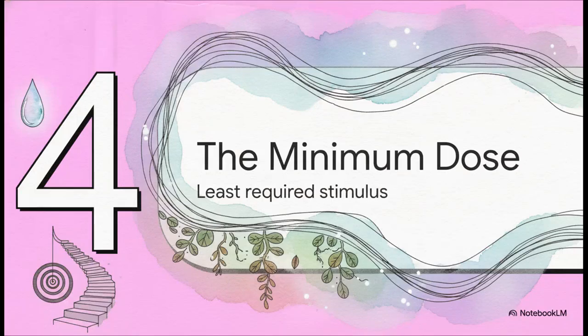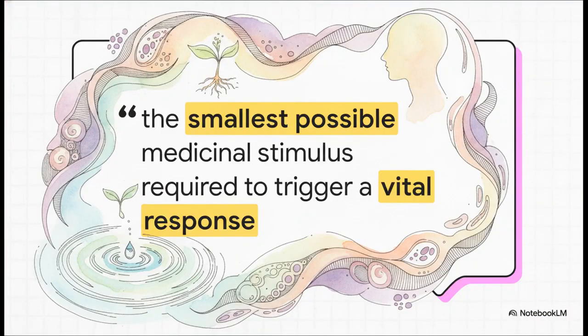And finally, we reach the fourth pillar. This one dictates how the medicine is actually delivered, and it's called the minimum dose. The guiding question we're asking here is, what is the least required stimulus? The source texts define this principle as using the absolute smallest possible medicinal stimulus required to trigger the body's self-healing vital response. It's important to note it's not just about giving as little as possible for arbitrary reasons. Actually, it's about carefully tailoring the potency and the quantity to the individual patient's unique sensitivity and their vitality. The ultimate goal is to evoke a curative response without accidentally causing any unwanted aggravation.